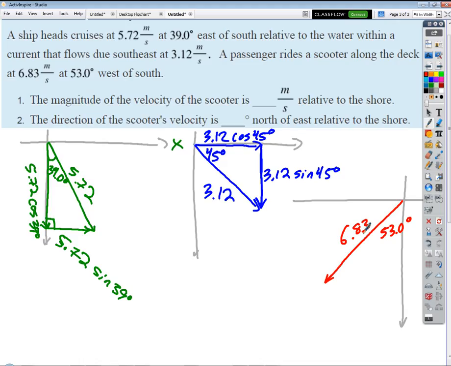So when I resolve this into components, I've got to take this thing and break it into a vertical and a horizontal. So if this is my angle, do those make sense as my components? Okay, so Nathan, what's going to be my horizontal component? 6.83 sine 53 degrees. Very good. Sine because it deals with the opposite side, right?